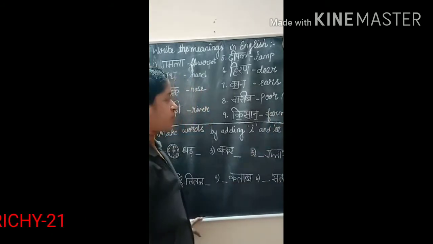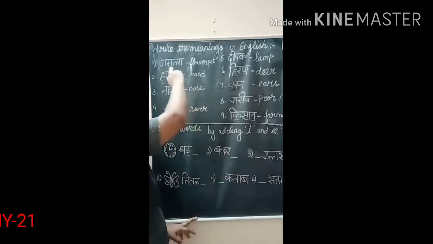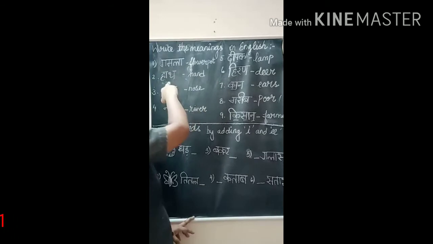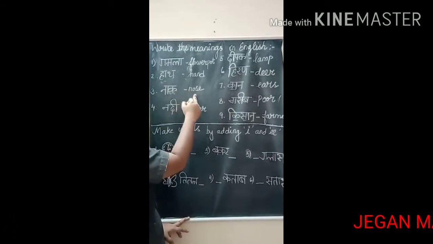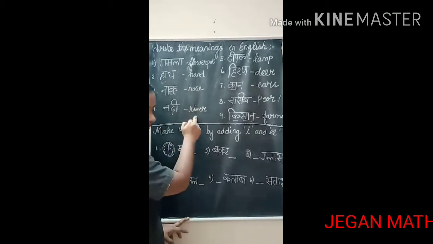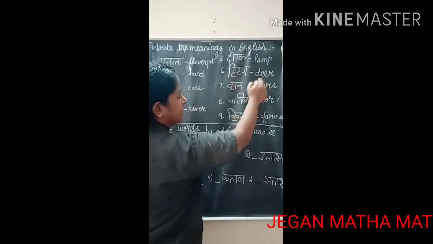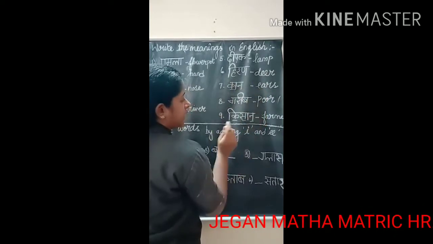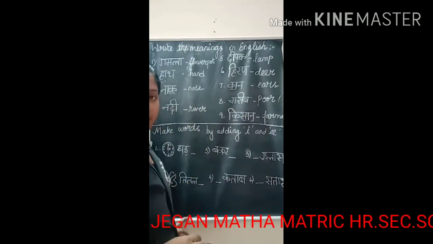Okay. So for the nine words, we have written the meanings. The first word is Gamla, its meaning is flower pot. Then Hath, the meaning of Hath is hand. Nak, nose. Nadi, river. Then Deepak, lamp. Hiran, deer. Khan, ears. Garib, poor. Then Kisan, farmer. So this is the first question we have completed.